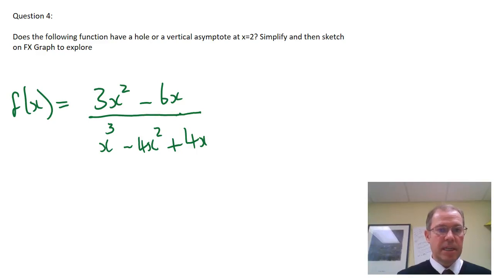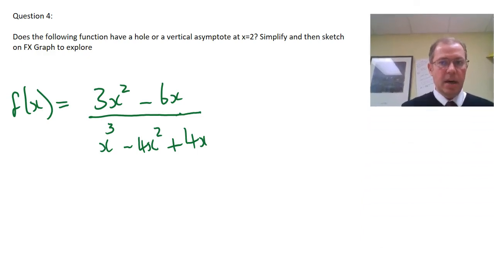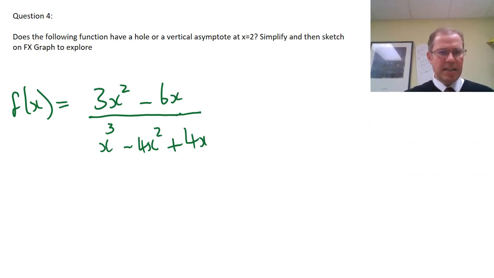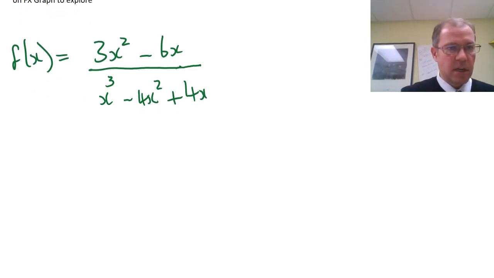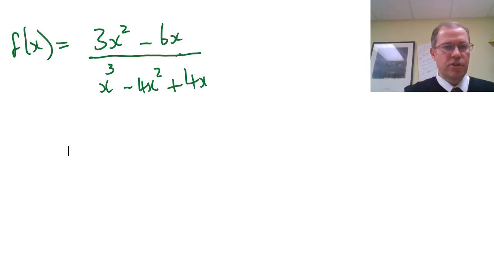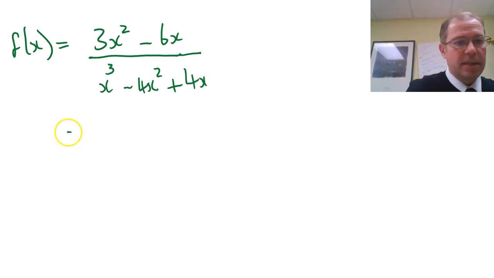Hello, I'm Graham Lewis, and in this short video we're going to discuss this interesting rational function here. And the big question is, this has holes and it also has vertical asymptotes, but what's happening at x equals 2? This is quite interesting. So the first thing we want to do to look for the restrictions is to factor this beast.